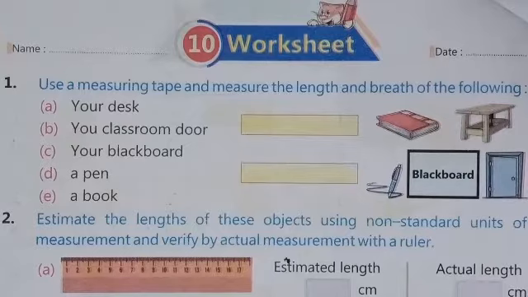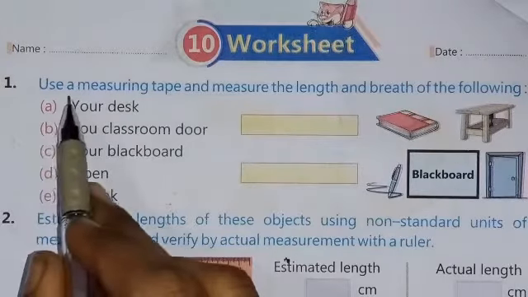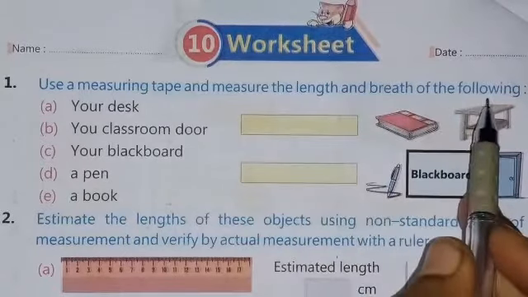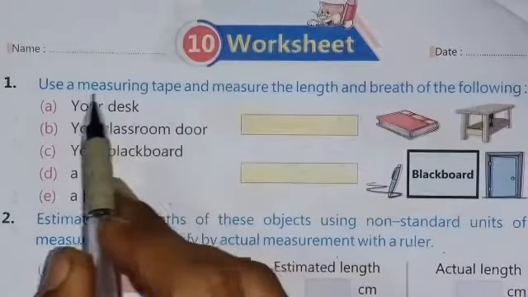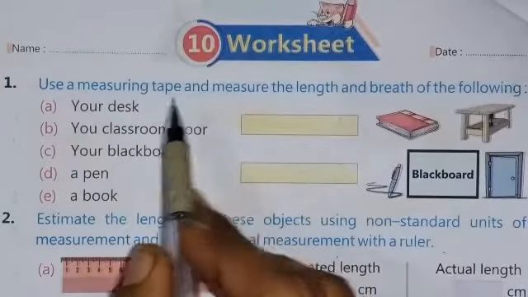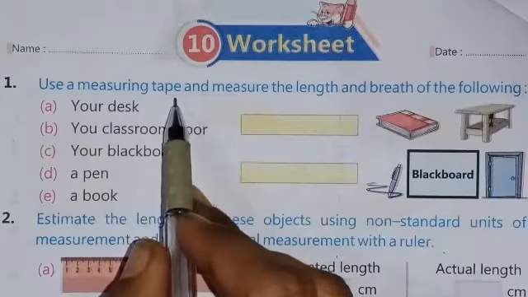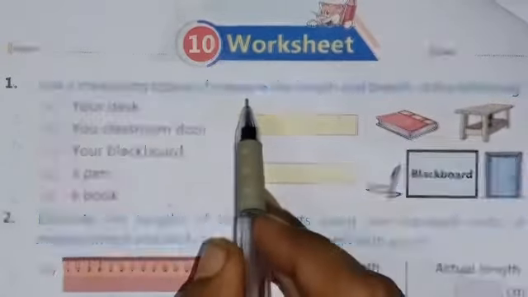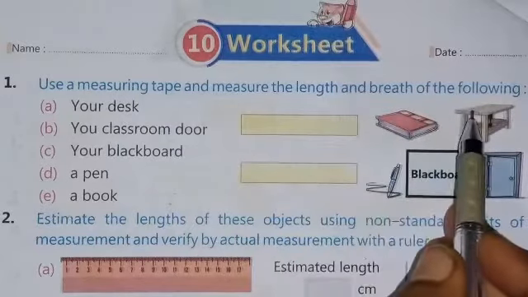This is the workbook of class 2nd for mathematics and today we are going to solve the 10th worksheet. The very first question is: use a measuring tape and measure the length and breadth of the following. Again I am repeating the question, use a measuring tape. It means to measure any object we use a kind of tape, just like a scale. A scale is also a kind of measuring tape, and we measure the length and breadth of the following objects.